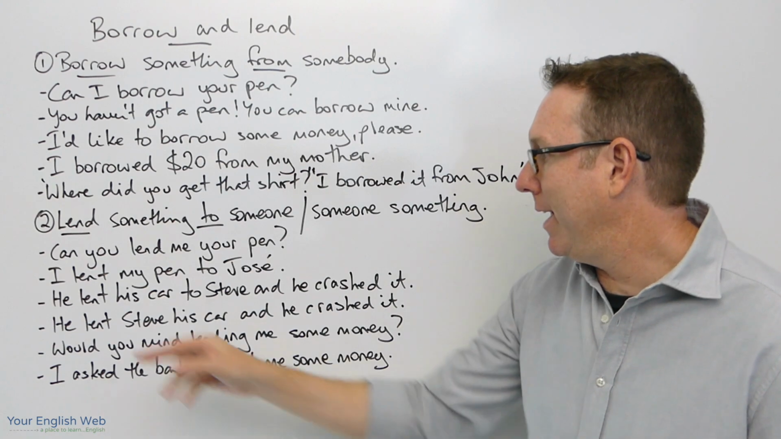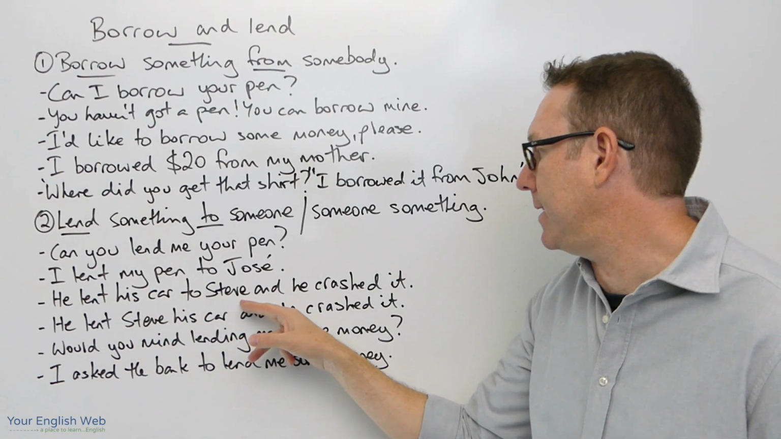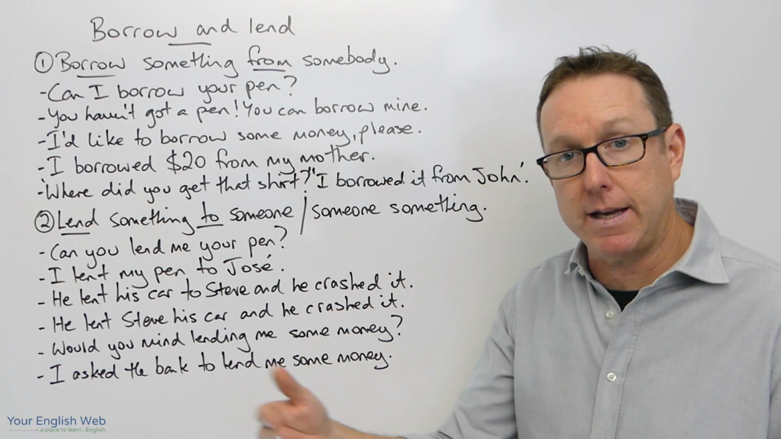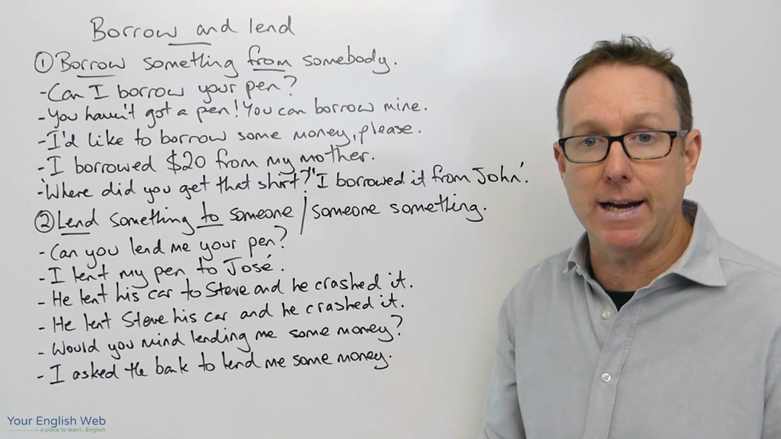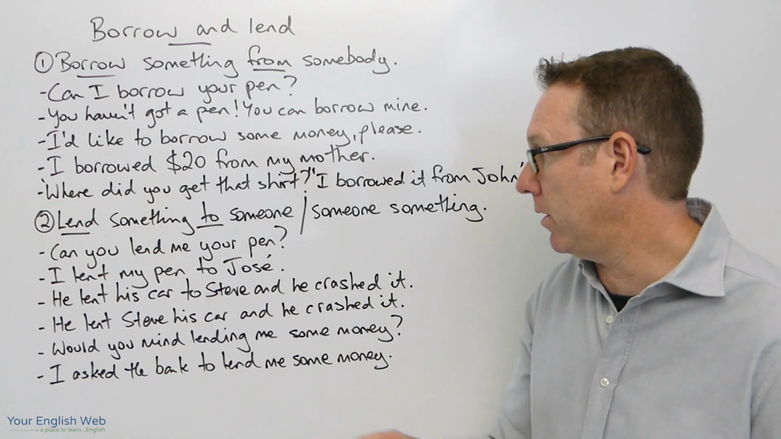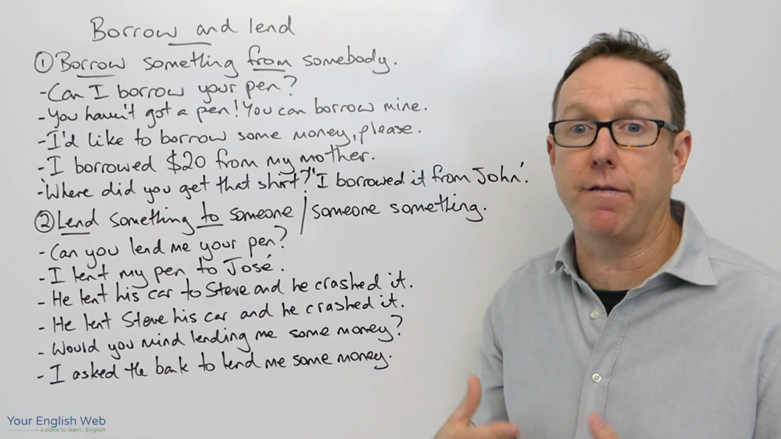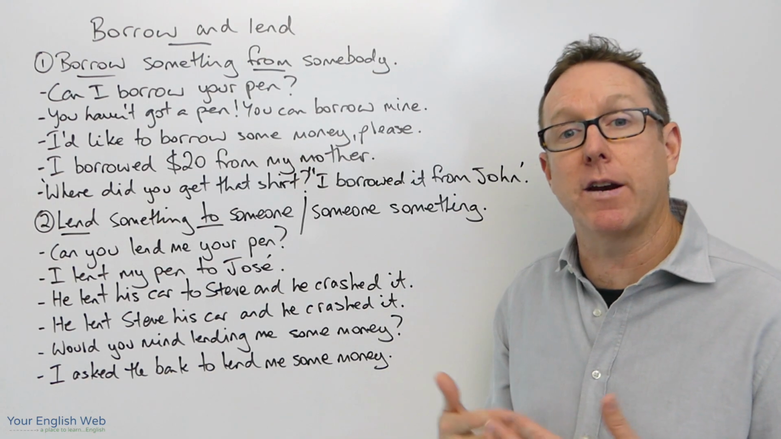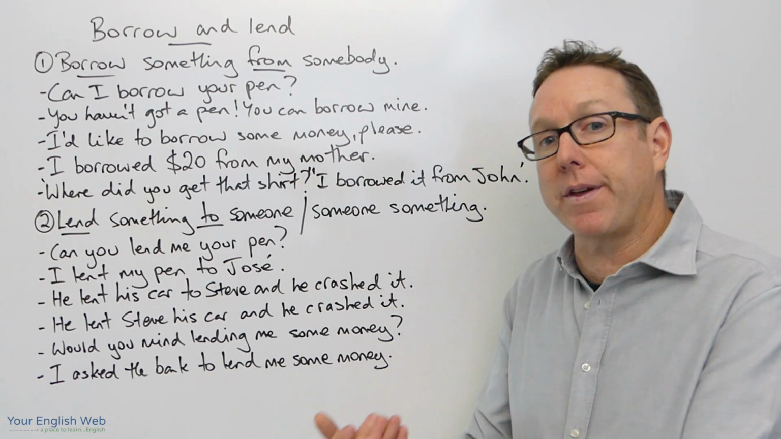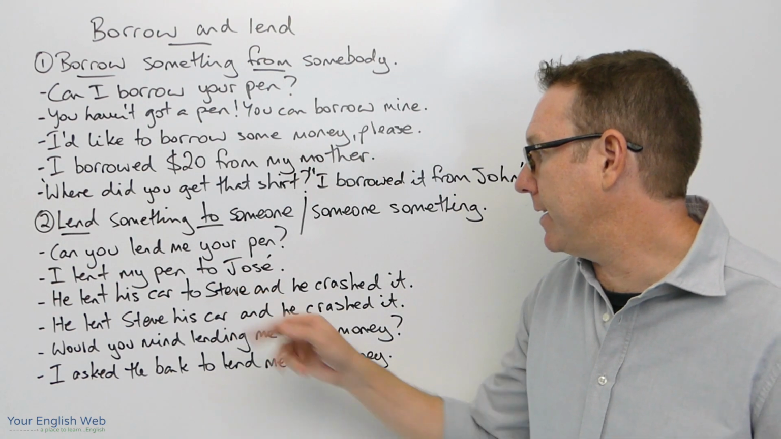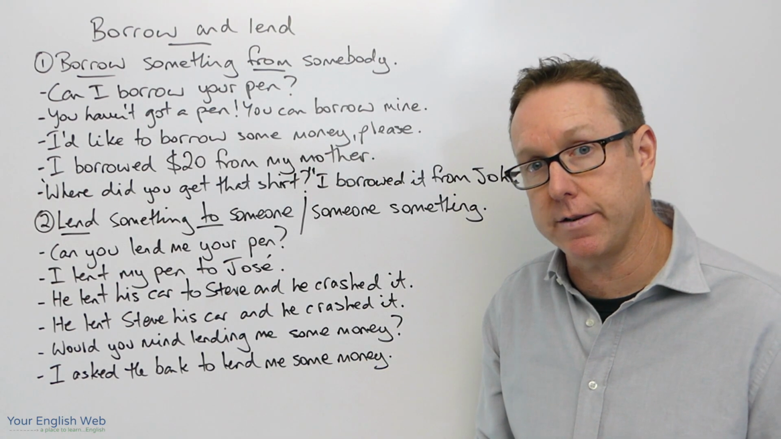Next example, he lent his car to Steve and he crashed it. So he gave Steve his car, he lent his car to Steve, and Steve unfortunately had an accident and crashed the car. I still want the car back even though it's crashed, okay? So he lent his car to Steve and he crashed it.